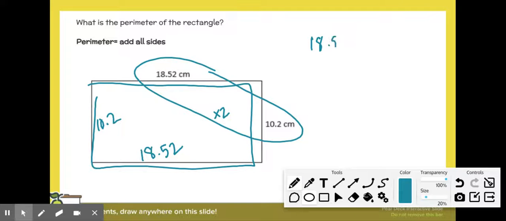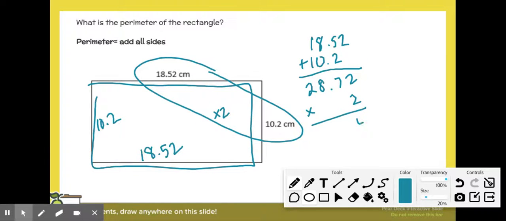I'd probably do 18 and 52 hundredths plus 10 and 2 tenths, and I would add them up here, 8, 2, and then I would take this and I'd multiply it by 2. So I'd end up with 4, 14, 16, 17, 4, 57, 44, and I'm going to say, okay, I have 2 places up here to the right of my decimal, so I'm going to put my decimal point in 2 places. Now, before I finish, I'm going to check myself in my calculator to make sure I did it correctly and I have the right answer.